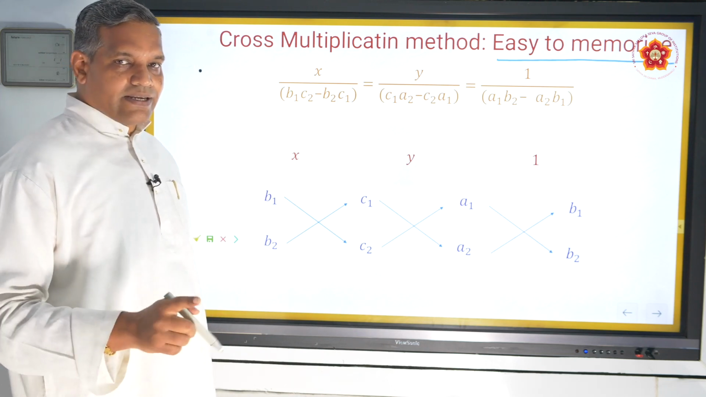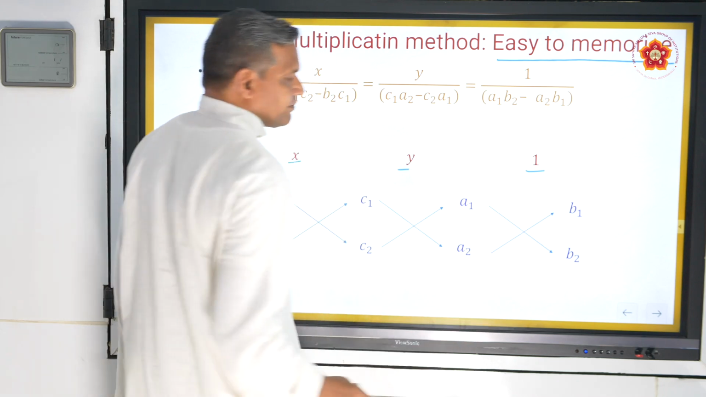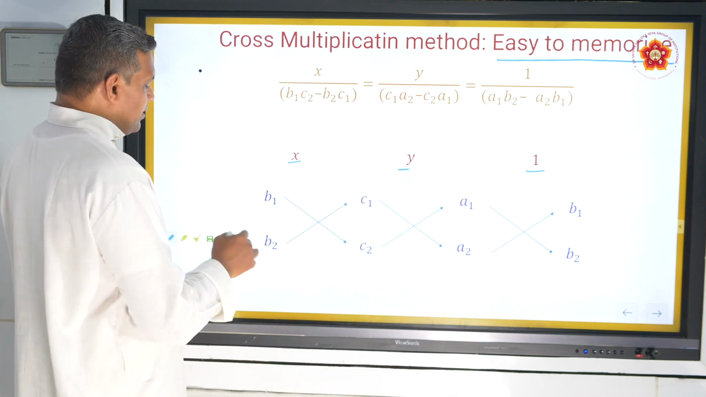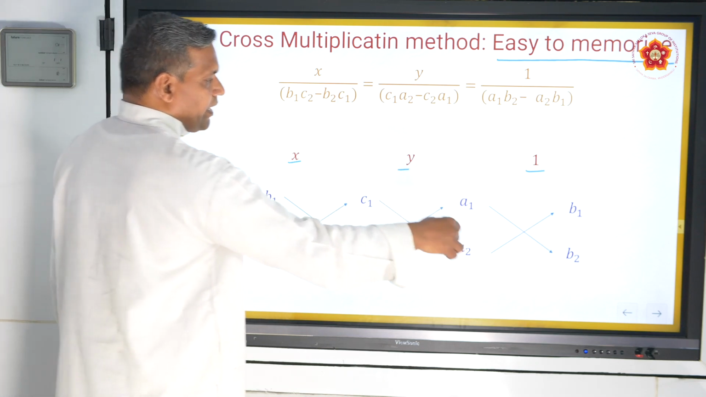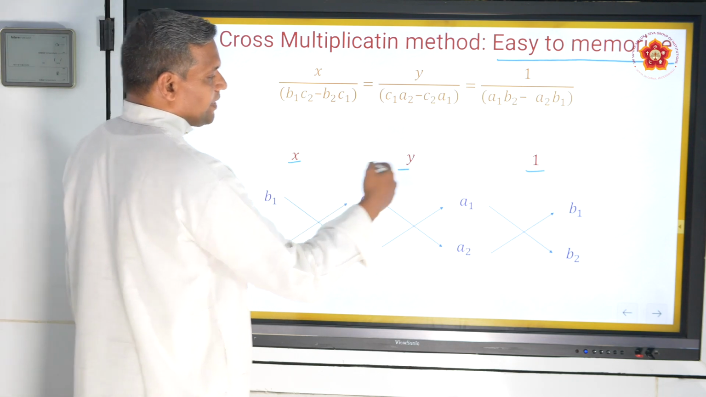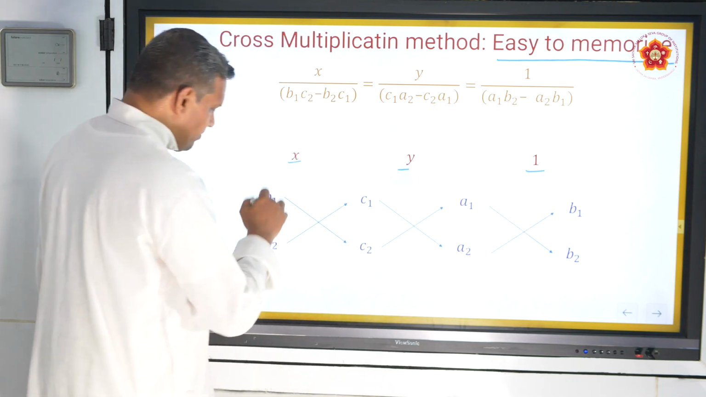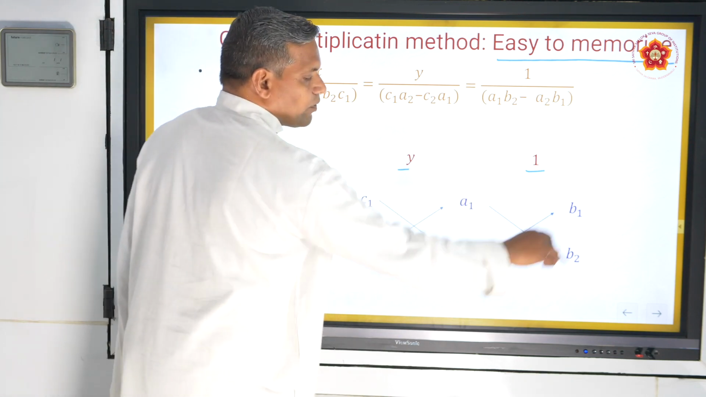It is the easy technique. The process I will tell: you have to write x here, y here, and 1 here. After writing that, write B1 B C A B. So you should not write A first; write B, followed by C, followed by A, followed by B. Same thing, B C A B, you write. Then 1 2 1 2 1 2 1 2 you write.